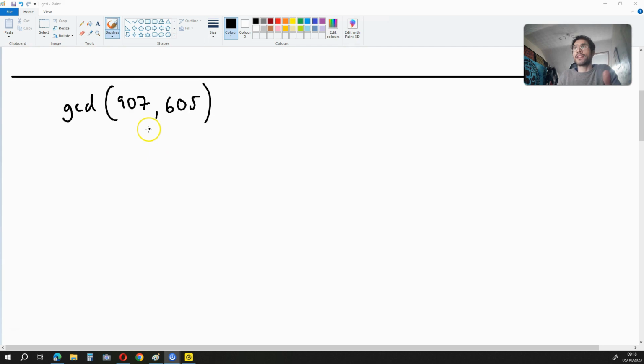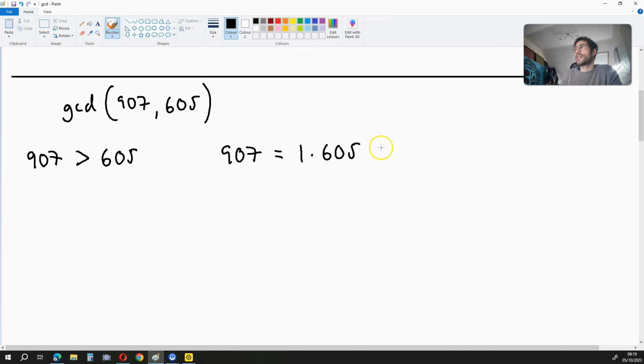Now let's try out another couple of numbers, that is 907 and 605. Now it turns out 907 is greater than 605. So we have to write 907 is equal to something times 605 plus a remainder. But we know this is going to be 1 times 605 plus a remainder.